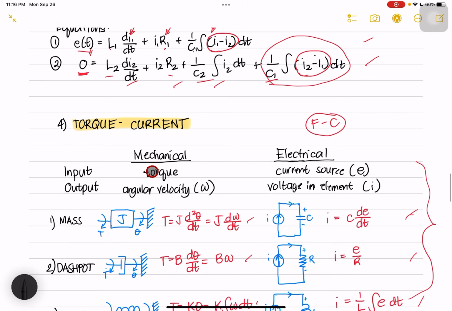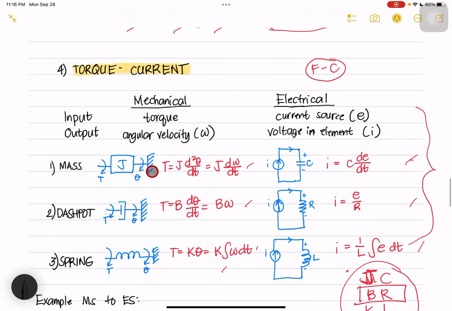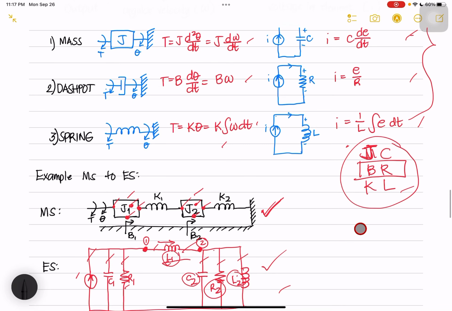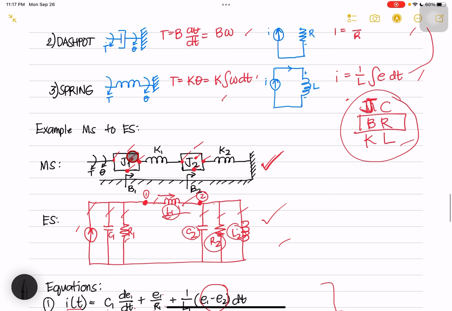So, torque-current. Earlier it was torque-voltage. Now the input to our system is current. It's the same: torque, angular velocity. The only difference is current source, voltage in element. So, the same formula here, but what gets swapped, just like in force-current and force-voltage, is that the mass's equivalent is C, dE over dt. For the spring, K becomes 1 over L. Okay? So, example, same concept.